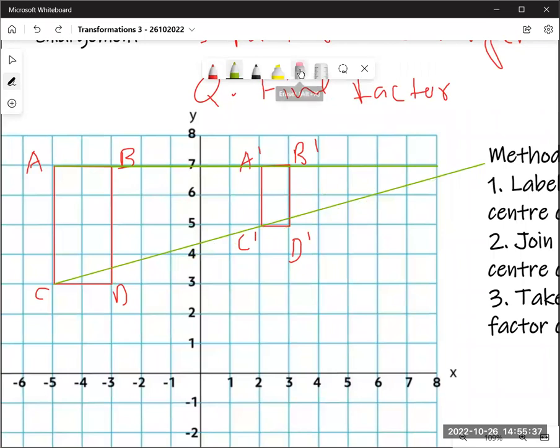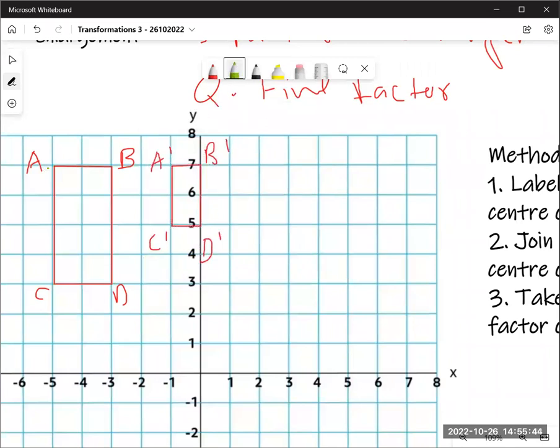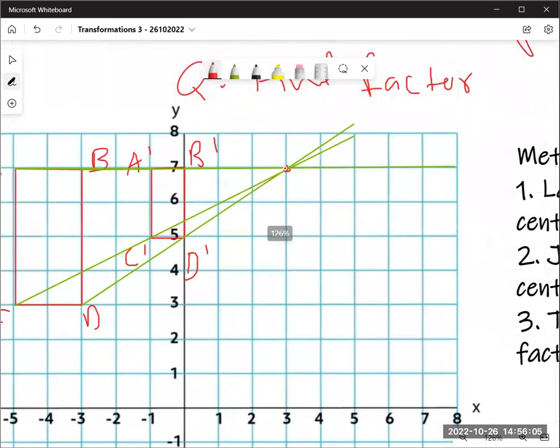All right, just a second. Let's move the shape a bit. Join all these points together, and you'll get a center of enlargement. Now, can you tell me where the center is? The center coordinate is at 3,7. Let's call that point O. Manvi, is that clear?